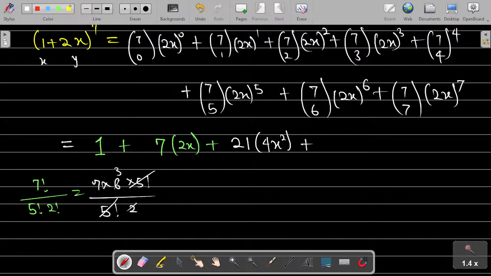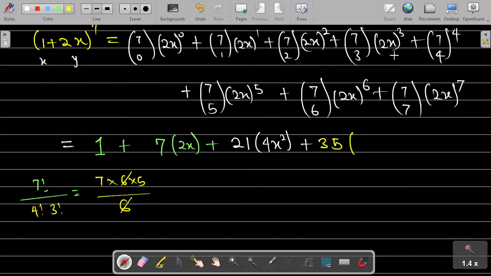Then plus, we go over to the next one. There's 7 combination 3. 7 combination 3 is going to give us 7 factorial all over 7 minus 3, which is 4 factorial times 3 factorial, and this is equal to 7 times 6 times 5. 4 factorial will cancel, and then 3 factorial is 6, so this will go away. So we have 35, that's here, 35 into, if you open this bracket, you will get 8x cubed.